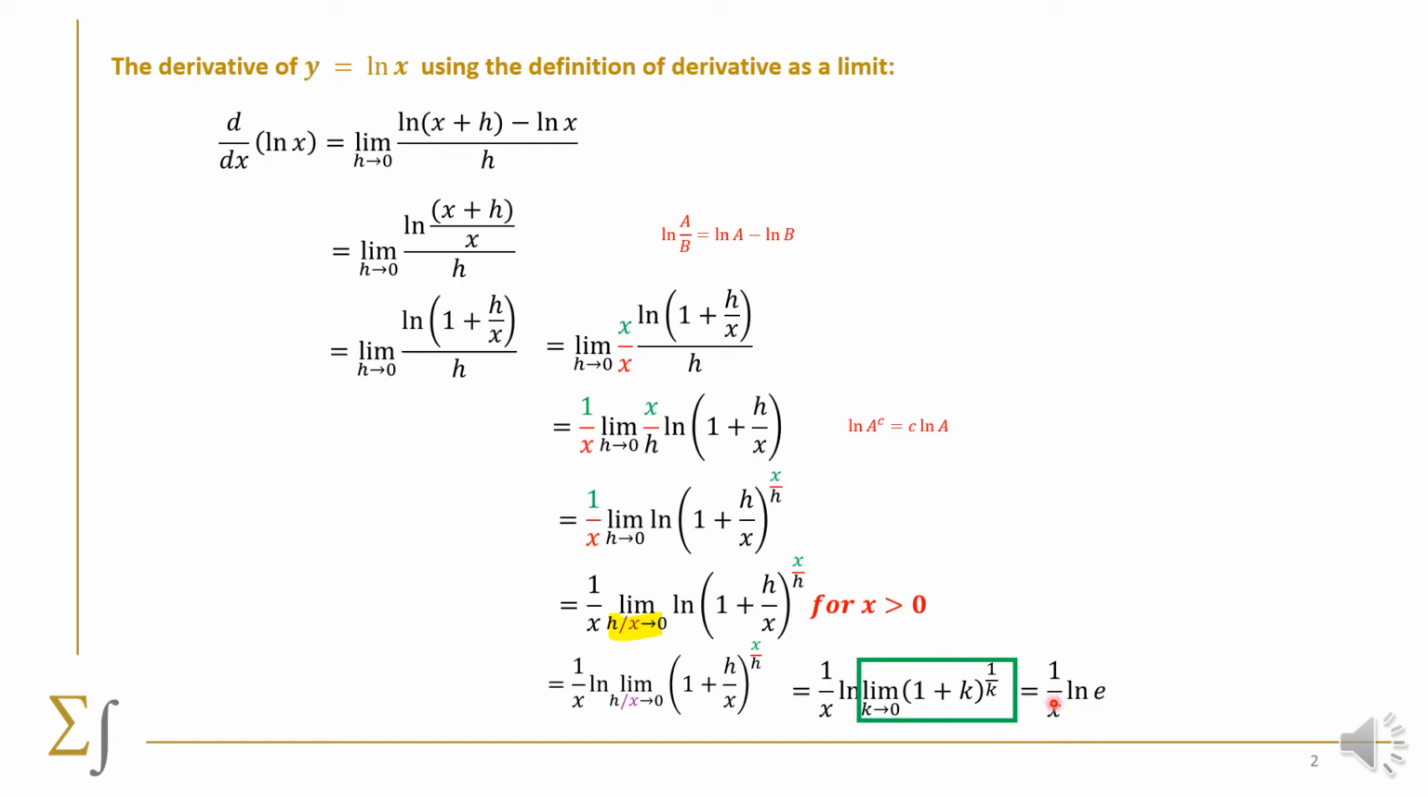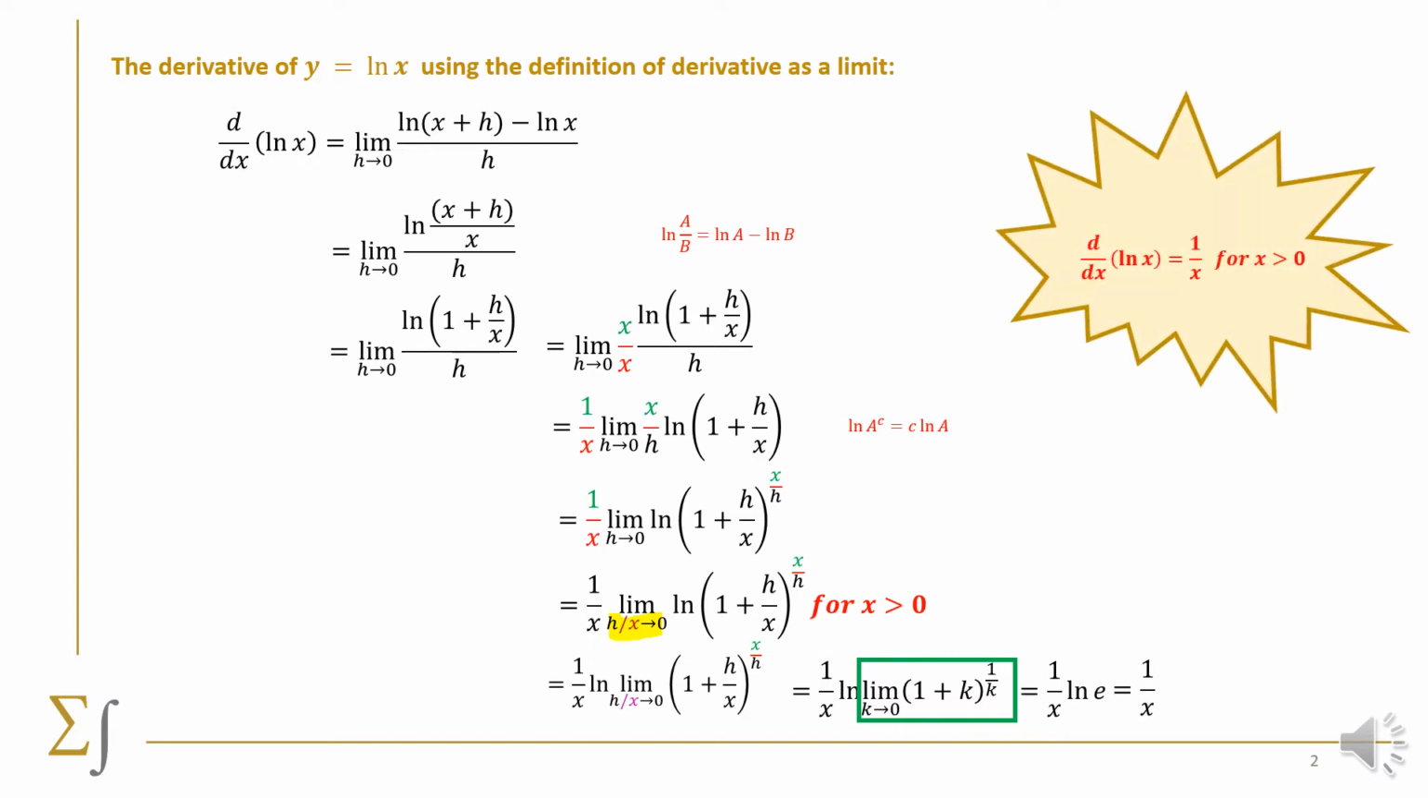Now we have 1 over x, ln instead of ln of the limit. Now the limit is reduced to e, the natural exponent. So here we have ln and e, a function and its inverse. So this is equal to 1. So the whole thing reduces to 1. In other words, we were able to calculate the derivative of the logarithmic function ln x, where x is greater than 0. And here we go.